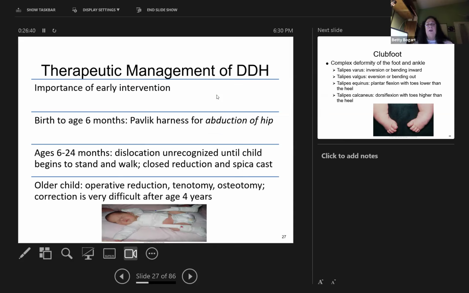If that doesn't work, they can go into a spica cast, or they can go into Bryant's traction. That might help. But we see that there are some difficult ones, some that weren't seen right away. We didn't realize what it was. And these kids might need surgery. They have to cut tendons and bones in order to make it work. But hopefully we don't get to that point.